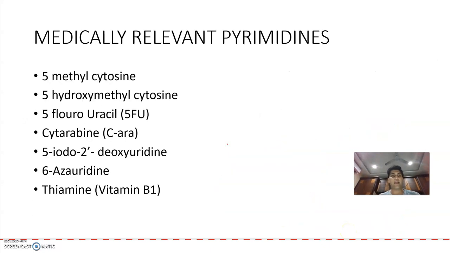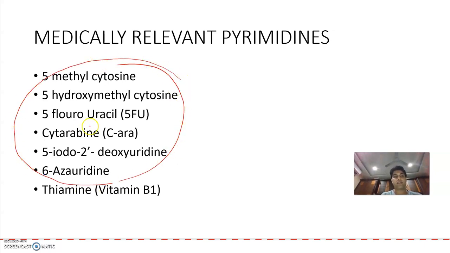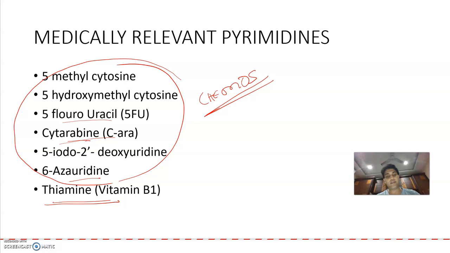Coming to medically relevant pyrimidines, we again have chemotherapeutic agents. Almost all are chemotherapeutic agents: 5-fluorouracil, cytosine arabinoside or cytarabine, 6-azathioprine, all these are chemos. Whereas the vitamin which is a pyrimidine is thiamine. Vitamin B1 is thiamine, whereas vitamin B2, B3, and coenzyme A are purines.